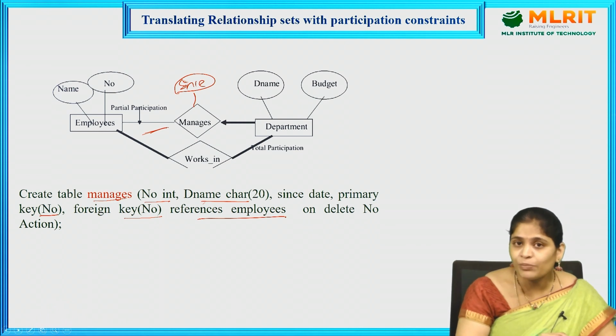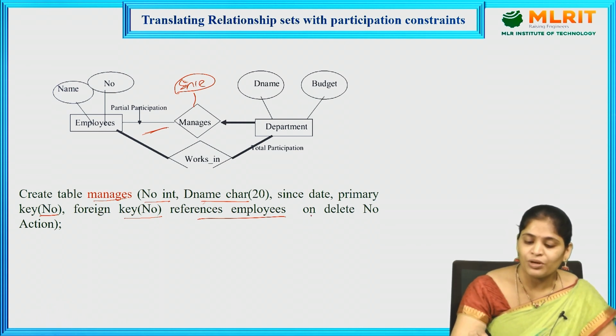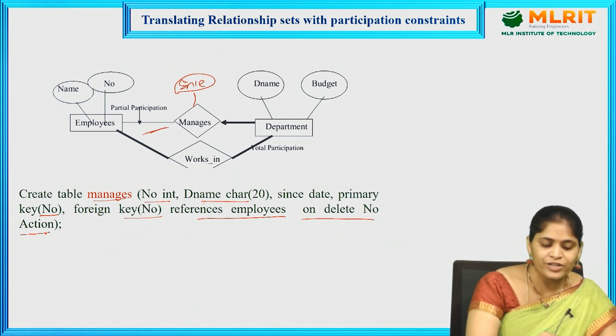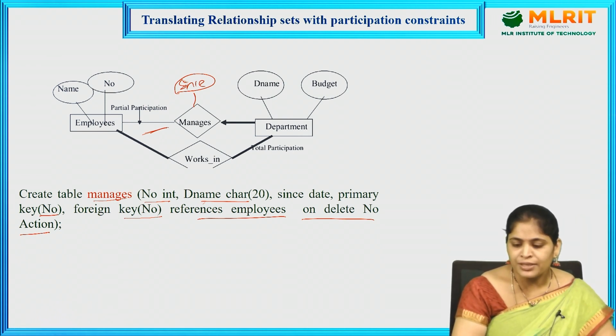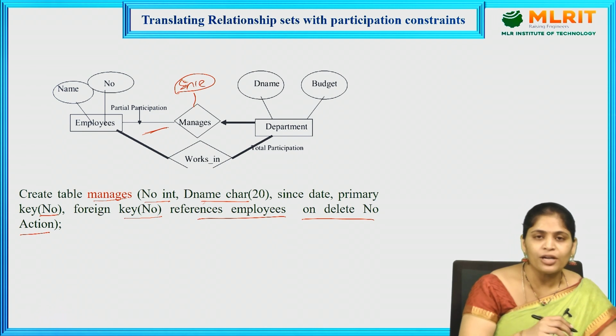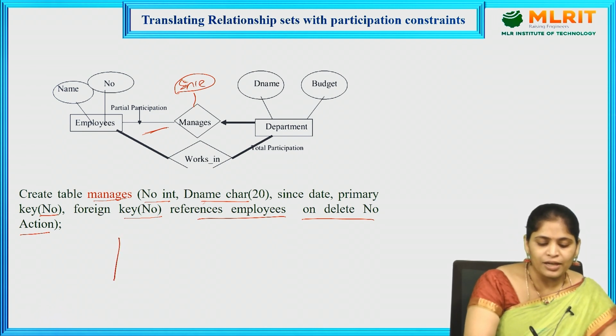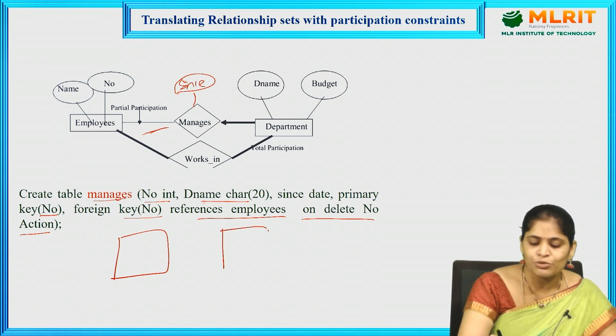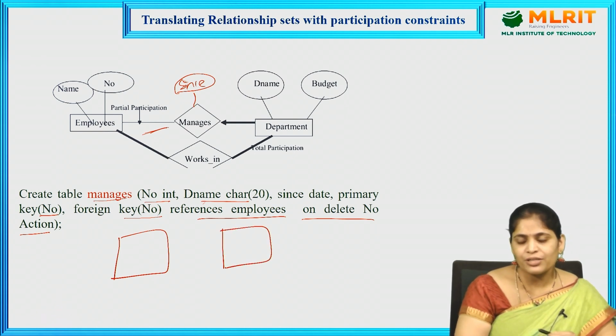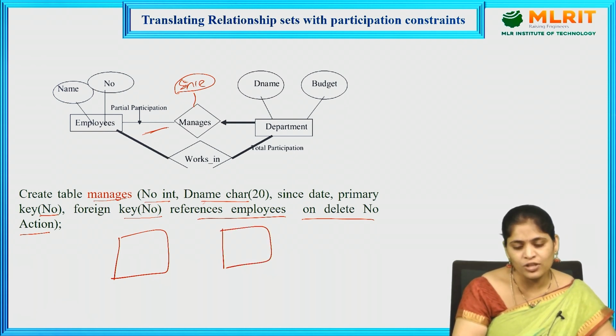And here one more thing I have mentioned. What is that? On delete no action. Here the foreign key is a key which acts as a primary key in another table. That means to relate two or more tables, we use the foreign key concept.